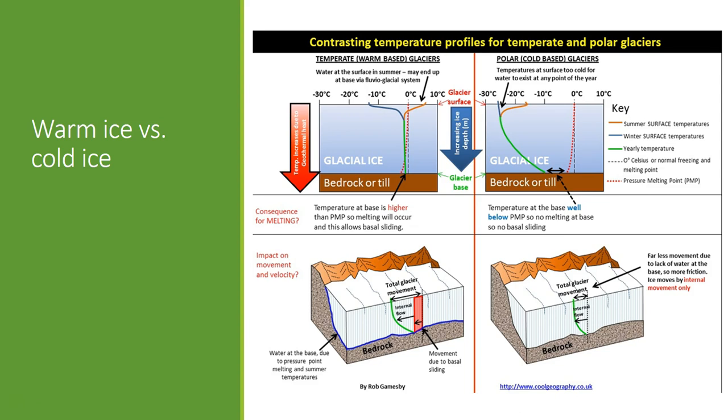In polar cold ice glaciers, surface temperatures are too cold at any time of the year to facilitate melting. Further, the temperature at the base is well below the pressure melting point, meaning there is no liquid water between the ice and the bed, precluding the possibility of basal sliding. Cold ice glaciers only move via internal flow, either brittle or plastic deformation, and so move extremely slowly.